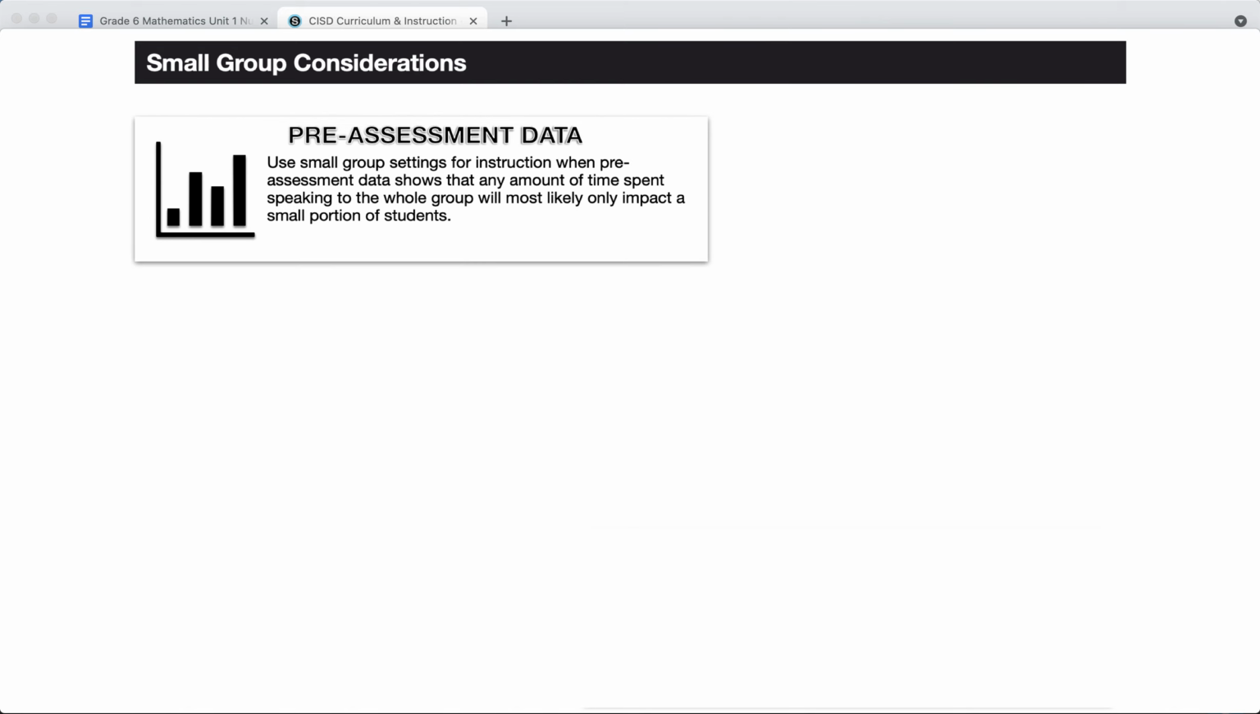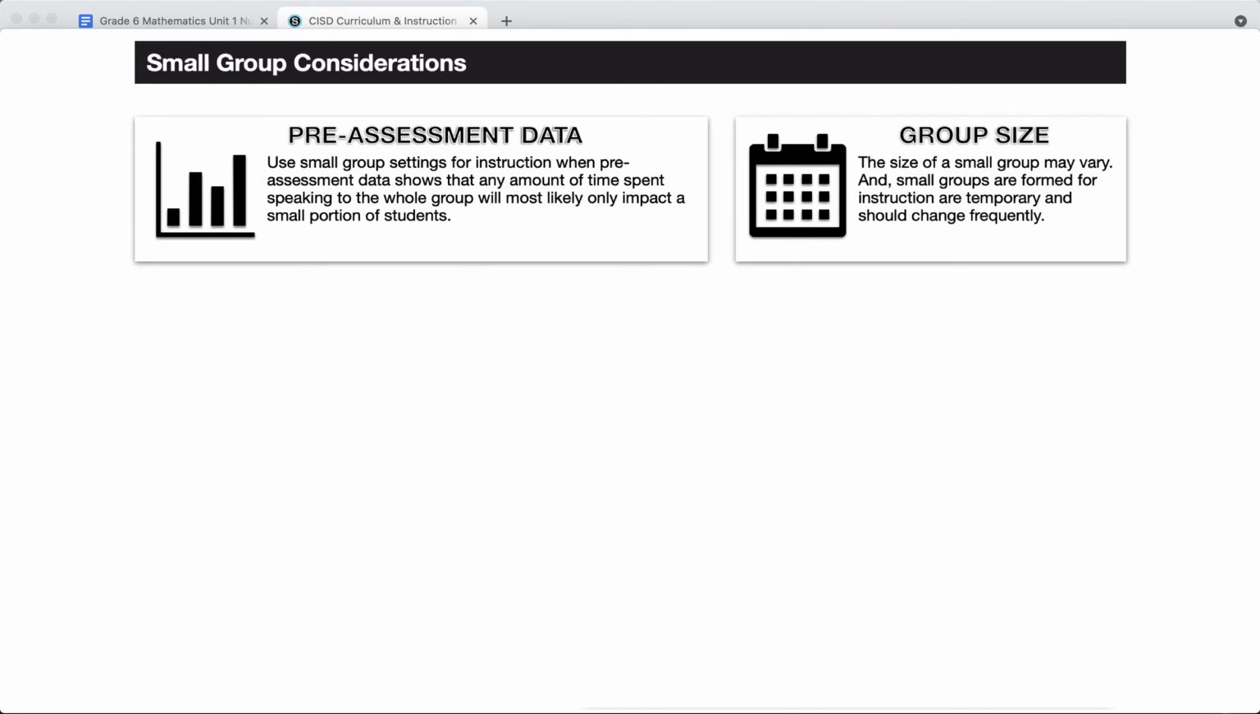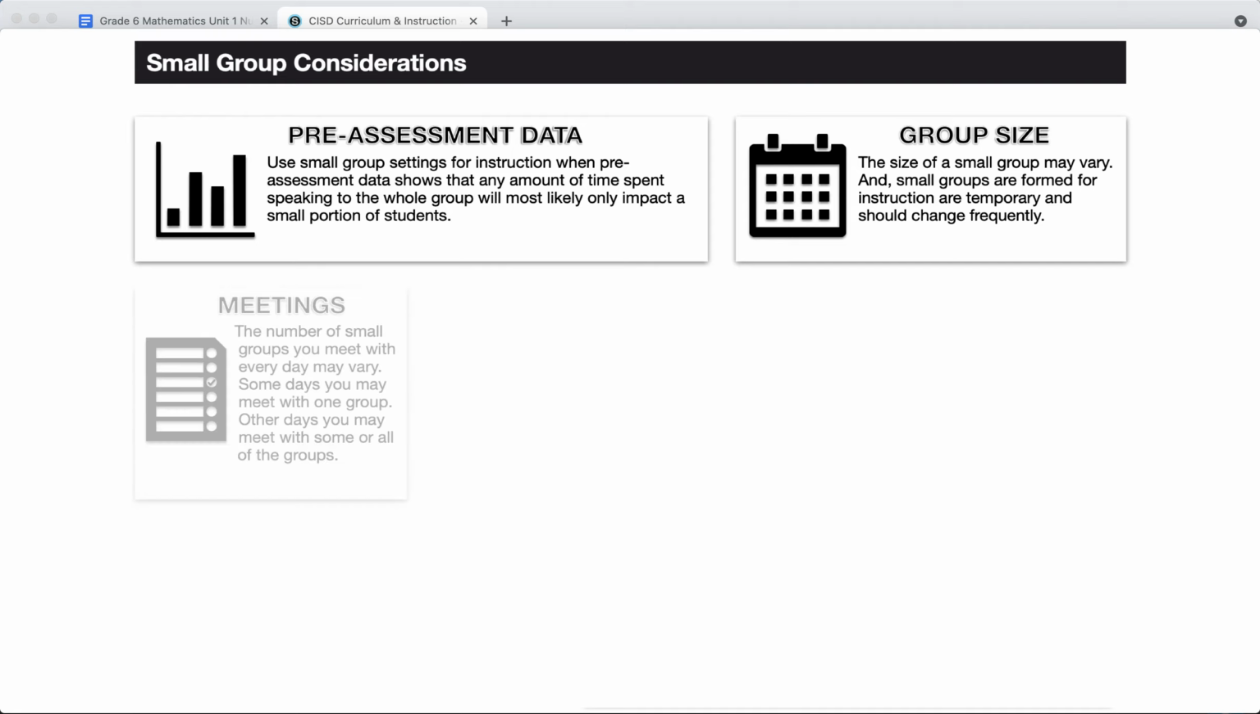When you form your small groups, consider the pre-assessment data. We're asking the question, what is it that we need to do so that we can avoid only impacting a small portion of students? The size of the group may vary, but it does need to change. We're not forming static groups for the rest of the year. We're forming dynamic groups based on pre-assessment data.